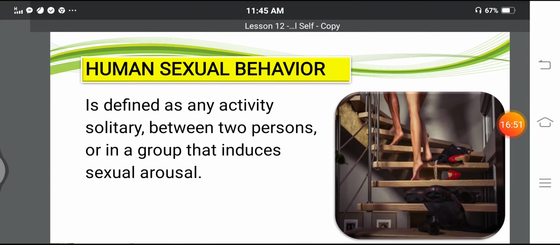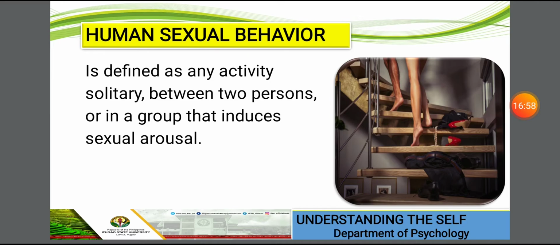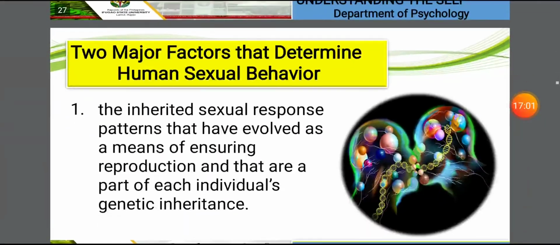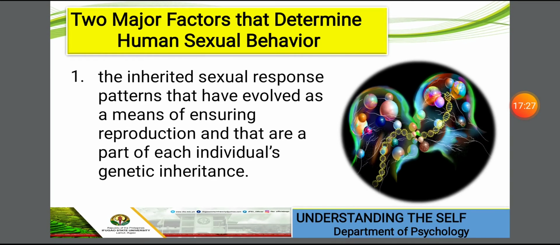Human sexual behavior pertains to any activity, solitary, between two persons or in a group, that includes sexual arousal. There are two major factors that determine human sexual behavior. First is the inherited sexual response patterns that have evolved as a means of ensuring reproduction and that are a part of each individual's genetic inheritance. So, go ye and multiply. Okay, yan nga ang line natin. Purposively for, of course, reproduction and the longevity of a certain family, a certain line, bloodline, okay?